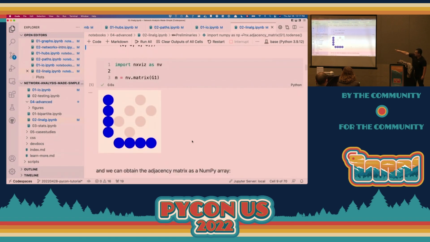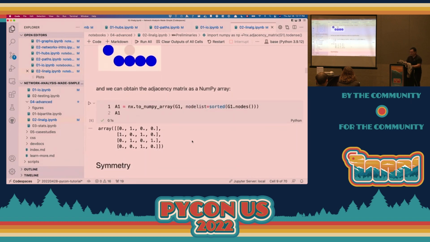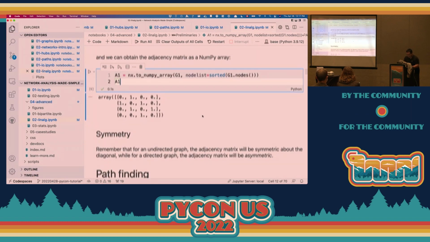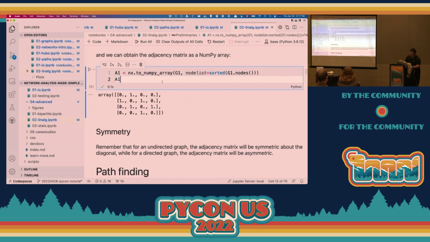And then that is also visualized inside the matrix plot. Oh, well, OK. What did I do? I did this. To NumPy array. Sorry about that. So there we go.